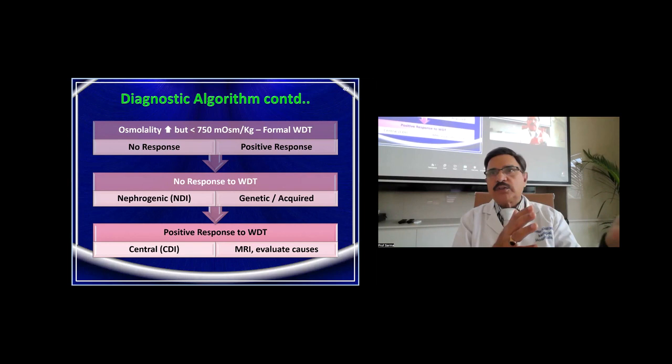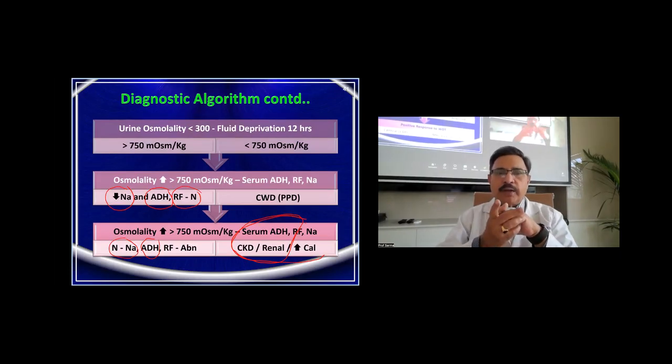Now we have a group of people with normal urinary function, renal parameters, sodium and ADH. They are compulsive water drinkers, and their osmolarity rose to more than 750. That group has to be treated with water restriction. Whereas if the osmolarity rises on 12-hour water deprivation to more than 750 but the renal function is abnormal, with sodium and ADH normal, you identify the renal disease and treat it.